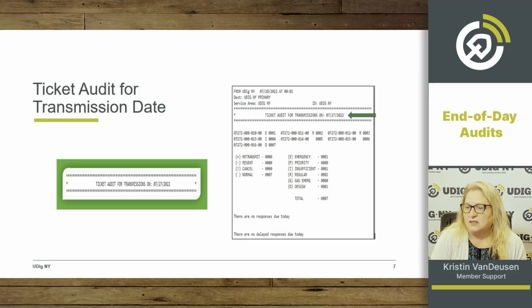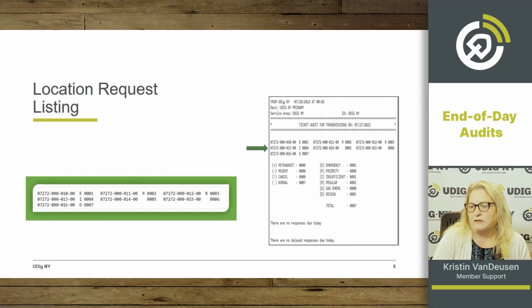The next section is highlighted between two rows of stars, and it states Ticket Audit for Transmission On, and then it is followed by the date. The information on the audit is for this date. Immediately after the date stamp, you will find a listing of all the location request numbers for that audit date. Each location request number will be followed by a letter that represents the ticket type. For an example, E means emergency.